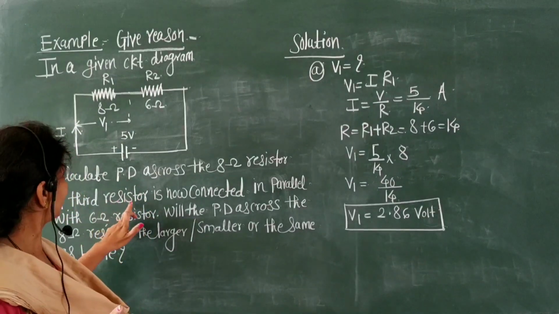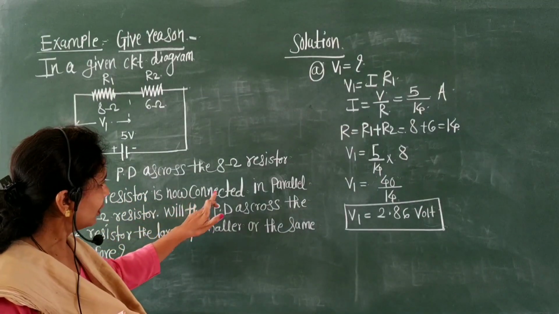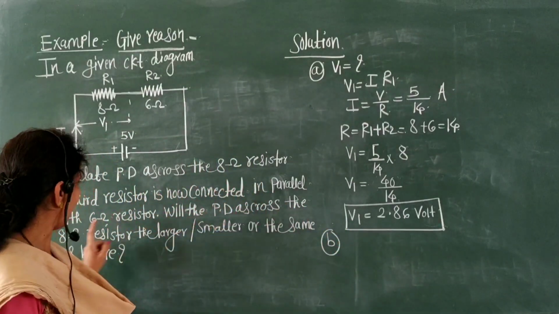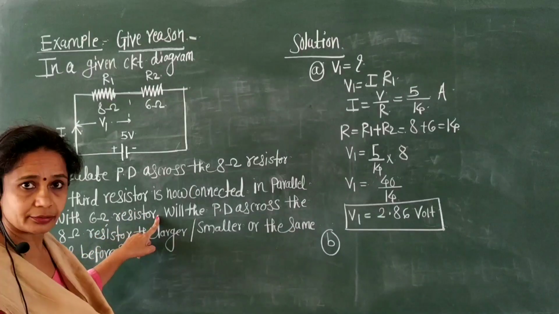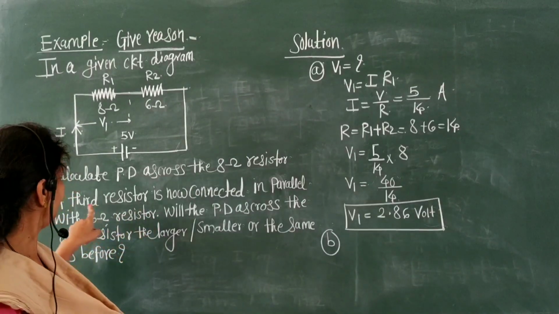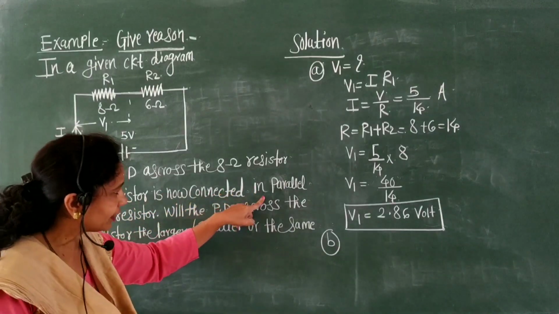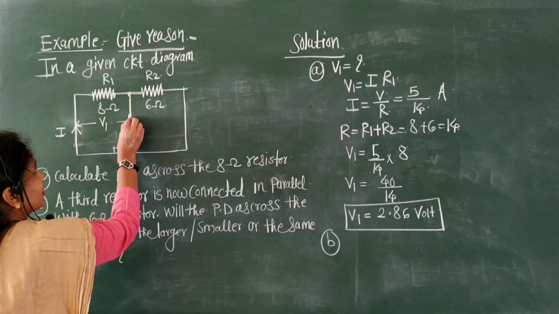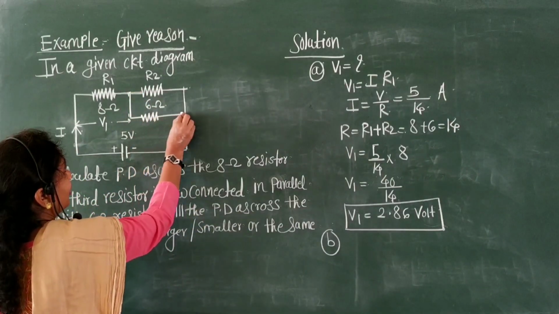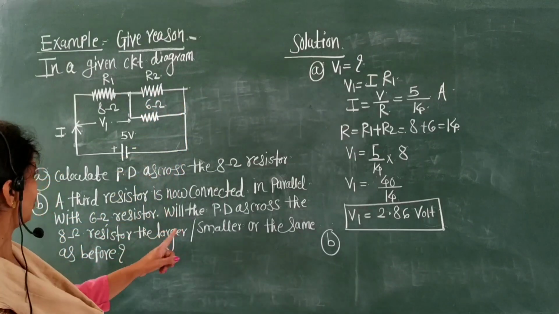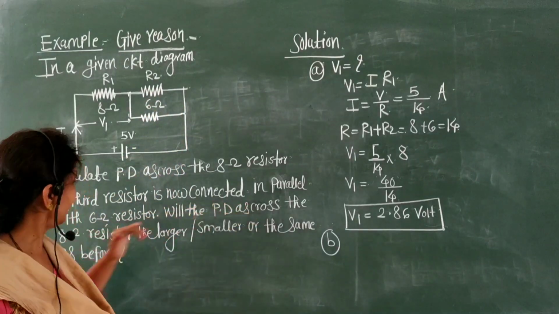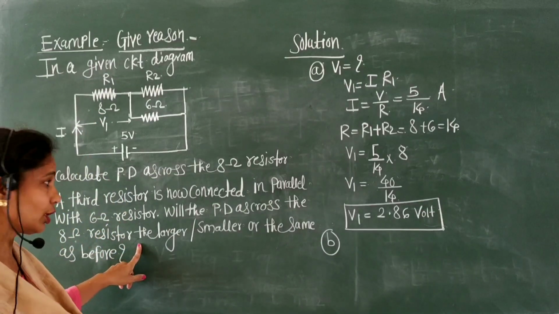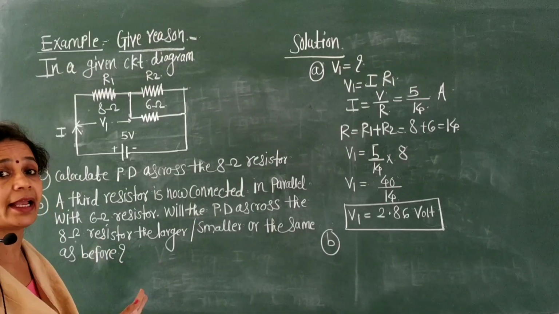Now B: a third resistor is now connected in parallel with the 6 ohm resistor. This is the third resistor which is connected in parallel with the 6 ohm resistor. Will the PD across the 8 ohm resistor be larger, smaller, or the same as before?